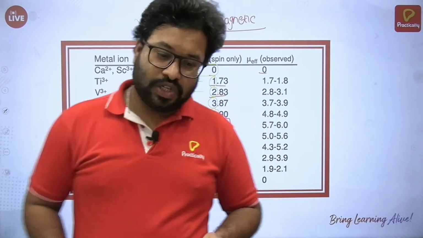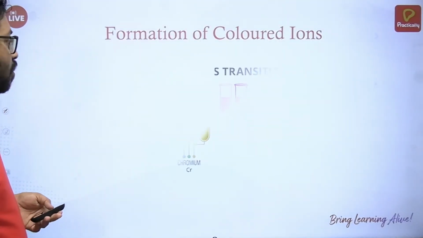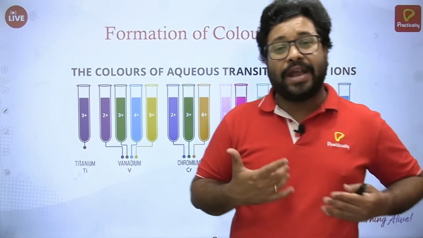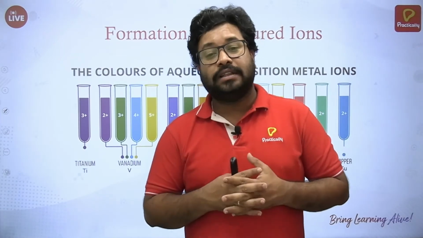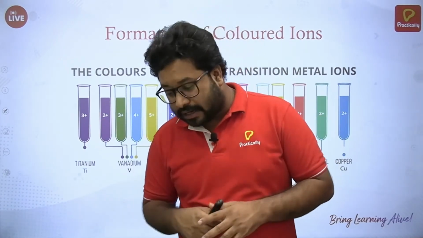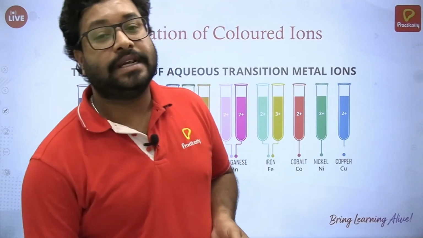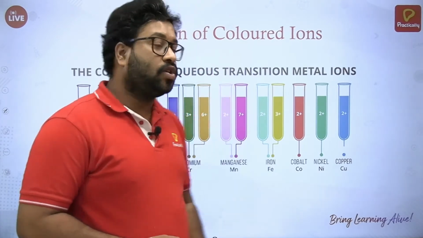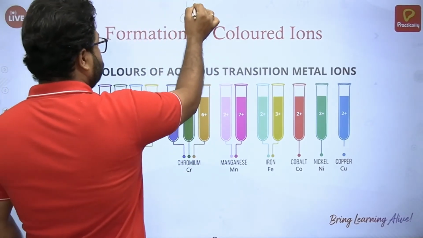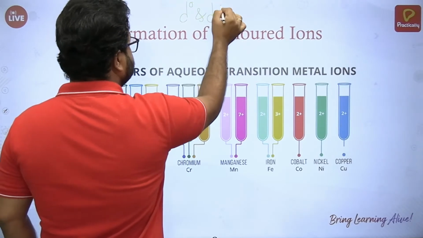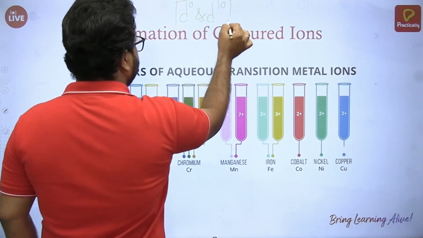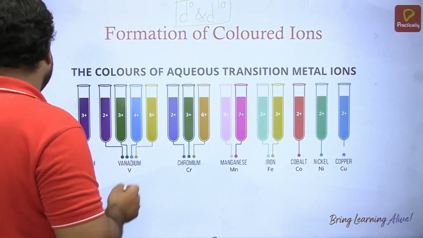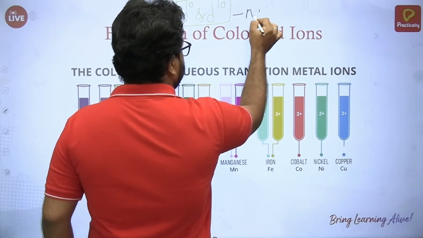Okay, moving ahead: formation of colored ions. Why do transition metals form colored ions? Transition metals form colored ions because of electrons present in a d orbital. There should be at least one d electron. That means d0 and d10 systems do not show any color whatsoever. Let me write it down here: d0 and d10 show no color.